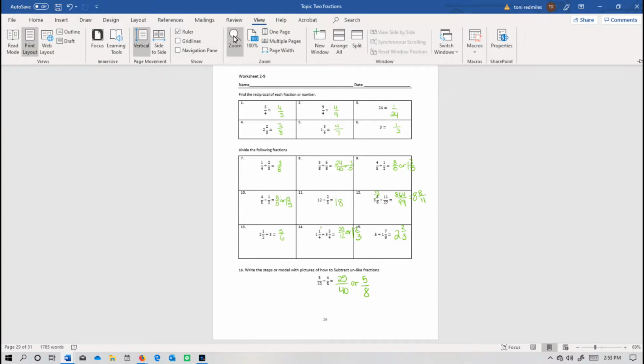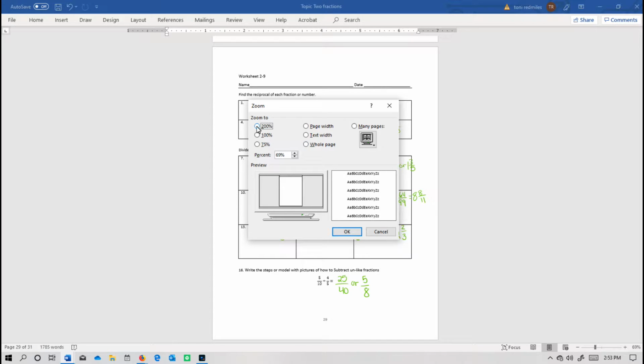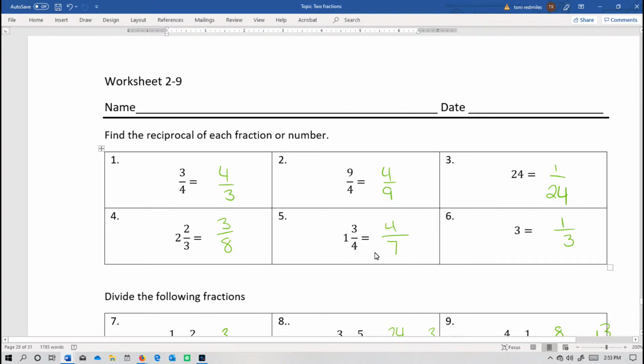All right, hopefully you've paused because I'm going to zoom in now, so we can take a look at this. So the reciprocal of a fraction is just flipping it. It's like when we divide fractions and we do keep, change, flip. It's what we do to that second fraction. That is called the reciprocal. All right? So finding the reciprocal of all these, just flipping the fractions.